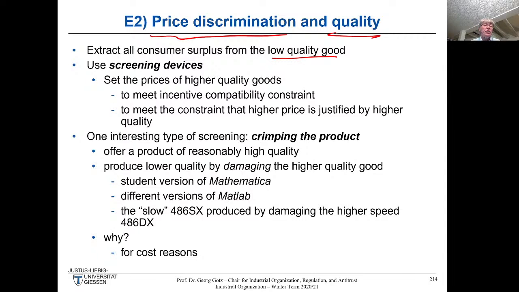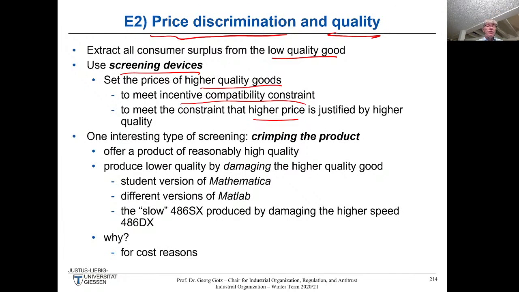Of course, what we already had in these other cases, we extract all consumer surplus from the low quality good. We use it here as a screening device. We set a high price for the high quality goods, so that the incentive compatibility constraint for the people with the high willingness to pay is satisfied. So what that means is we can only charge a high price if we have a high quality. What I already discussed in the case of price discrimination is more natural in terms of the interpretation here in terms of qualities.